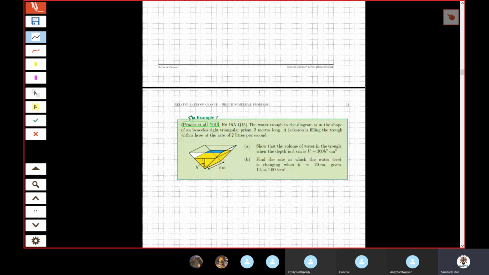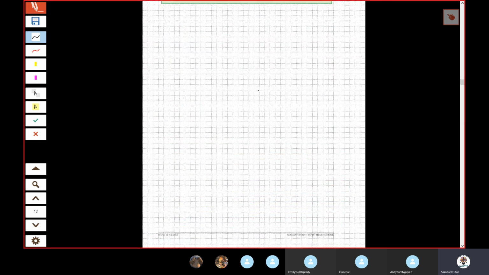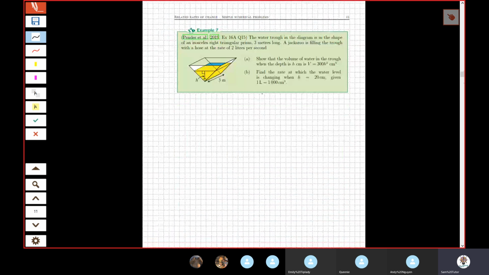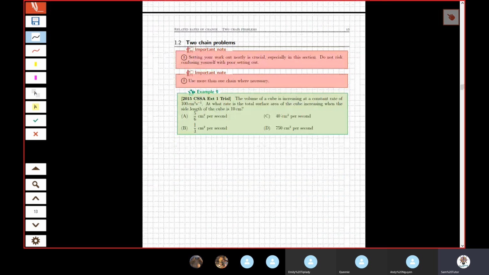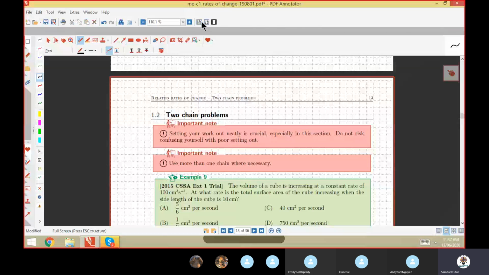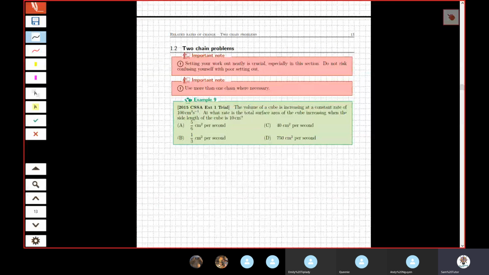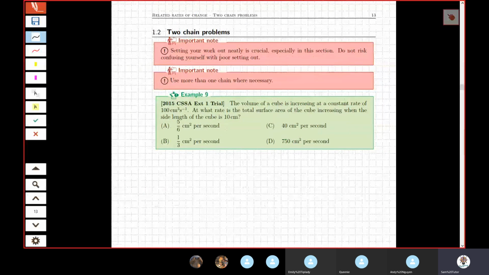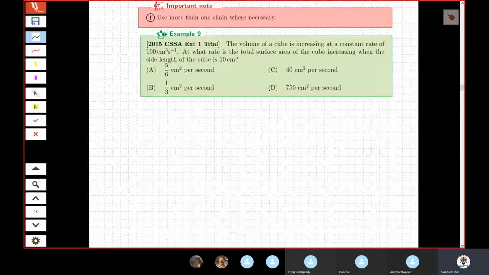That looks good. That looks even better. But I think I'll come back to those, right? We will come back to those probably next week when we do a bit of revision. I've got to start introducing these ones. Two chain problems, which we did. These ones are the ones that you've got to break up. Setting your work out neatly is crucial, especially in this section. Do not risk confusing yourself with poor setting out. Use more than one chain where necessary. So you'll probably create a few so that you can get it out.